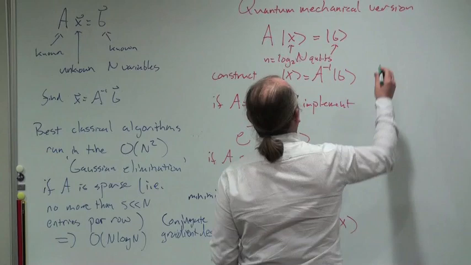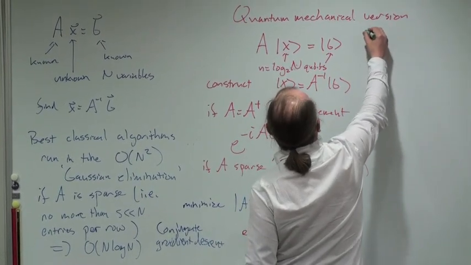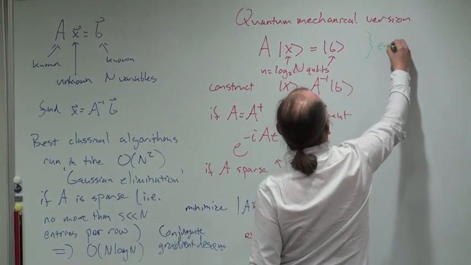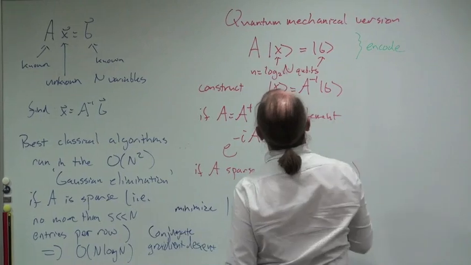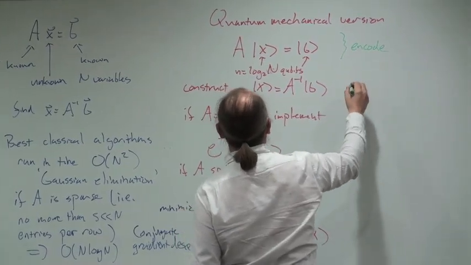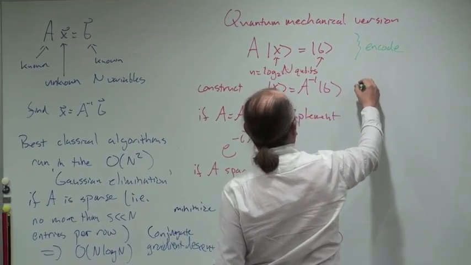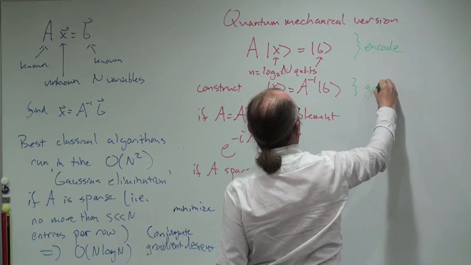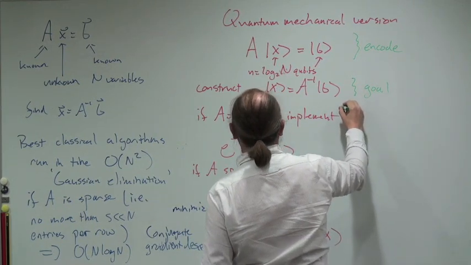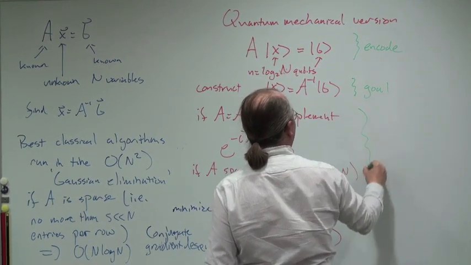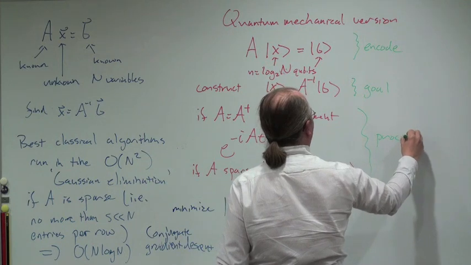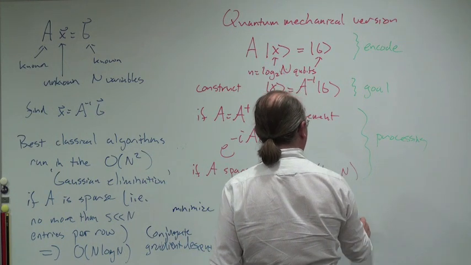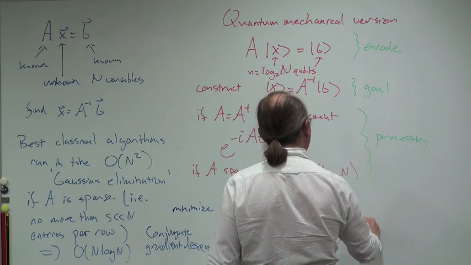Let me just switch to green to show you what's going on here. So this is an encoding step. This is right here, this is our goal. And this is the kind of thing we're going to do in order to find the answer. And this is evaluate the answer.